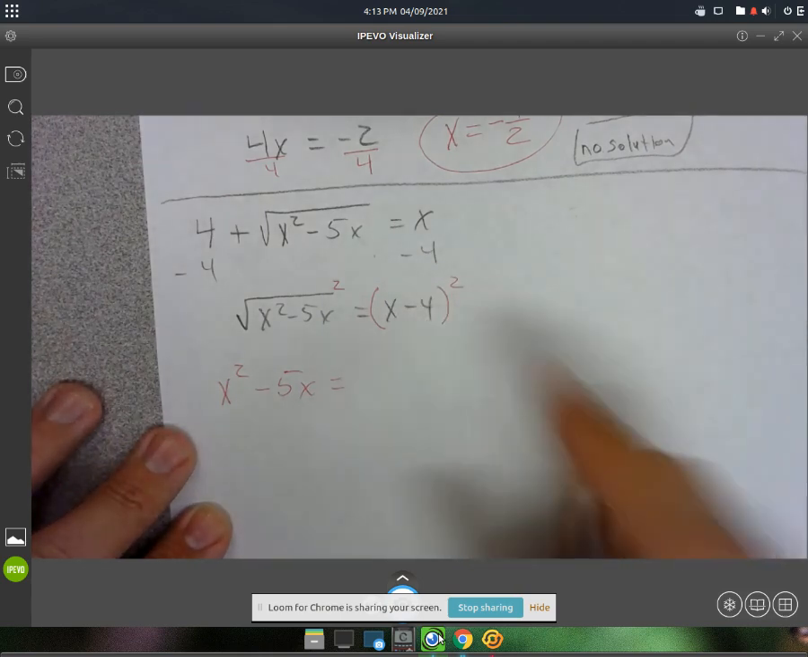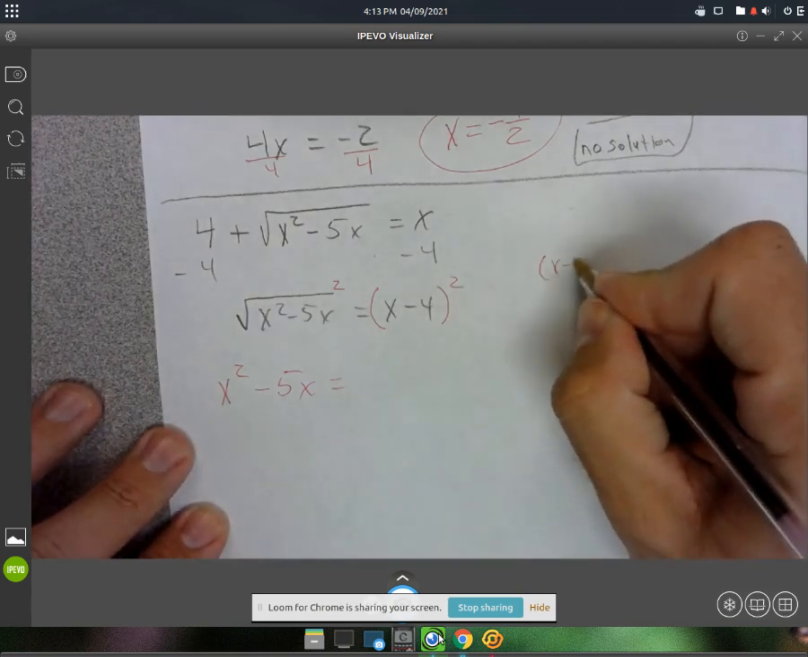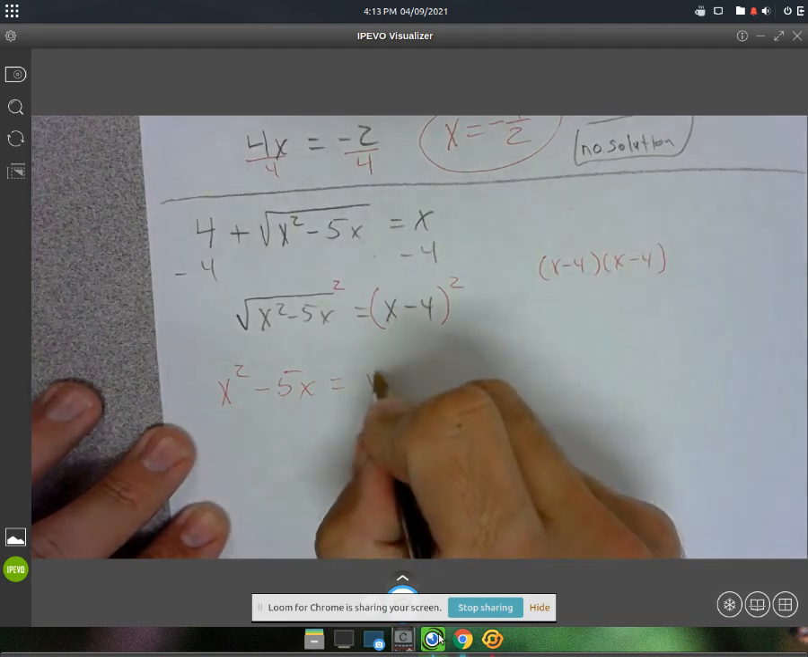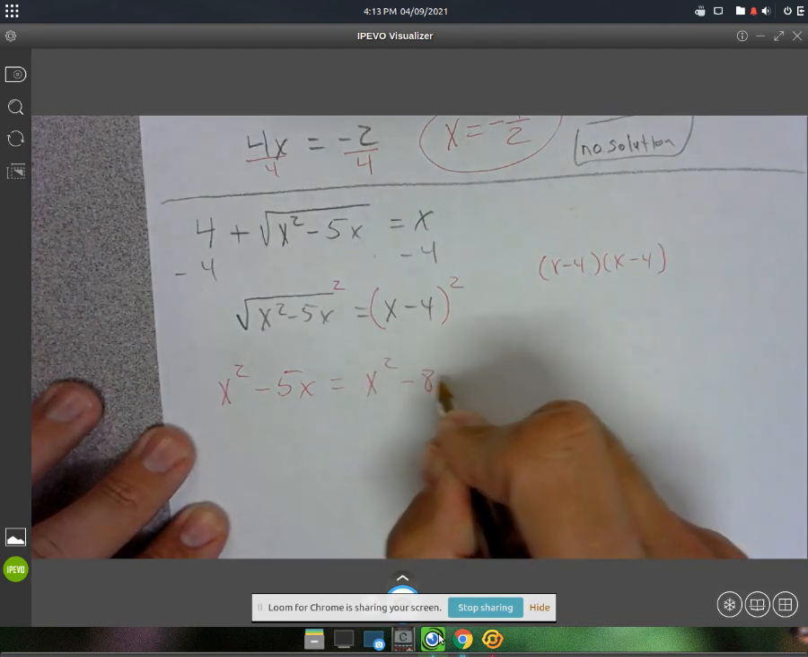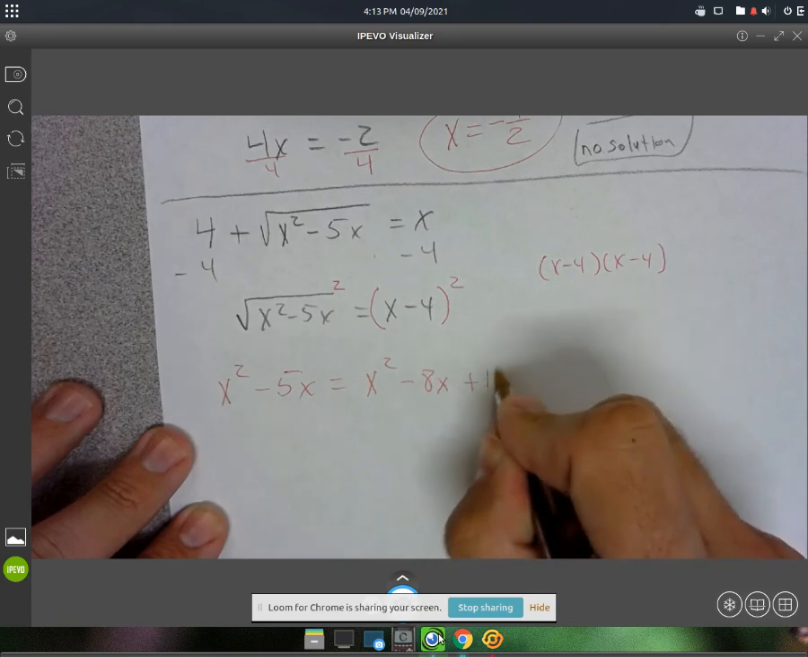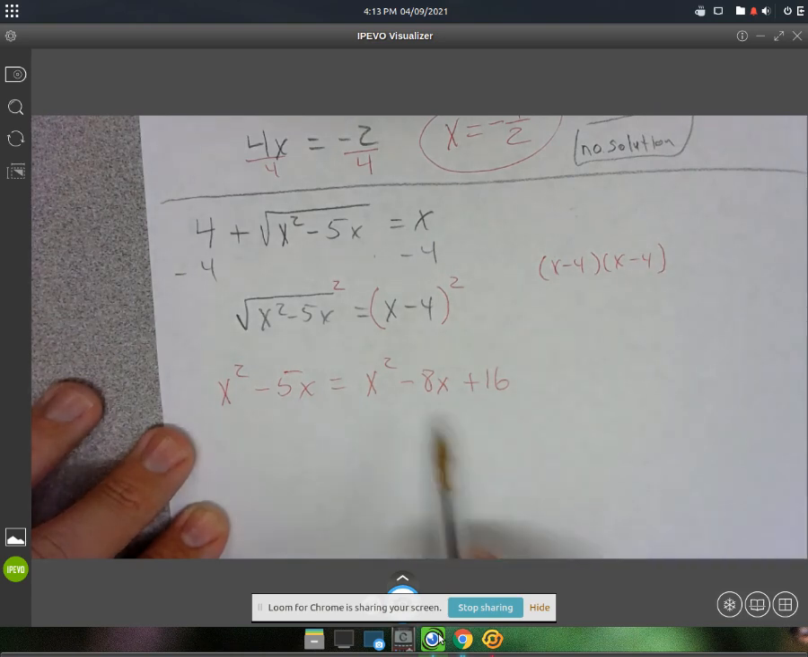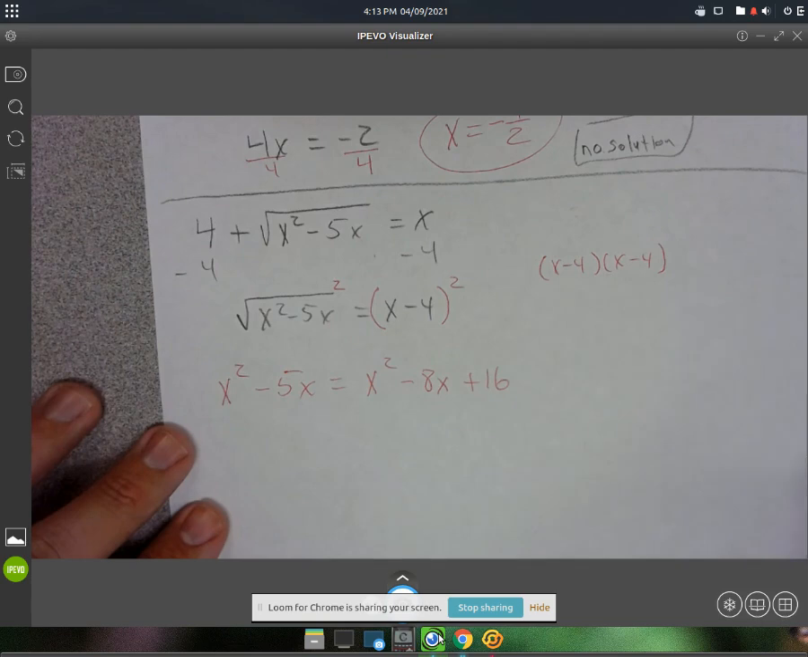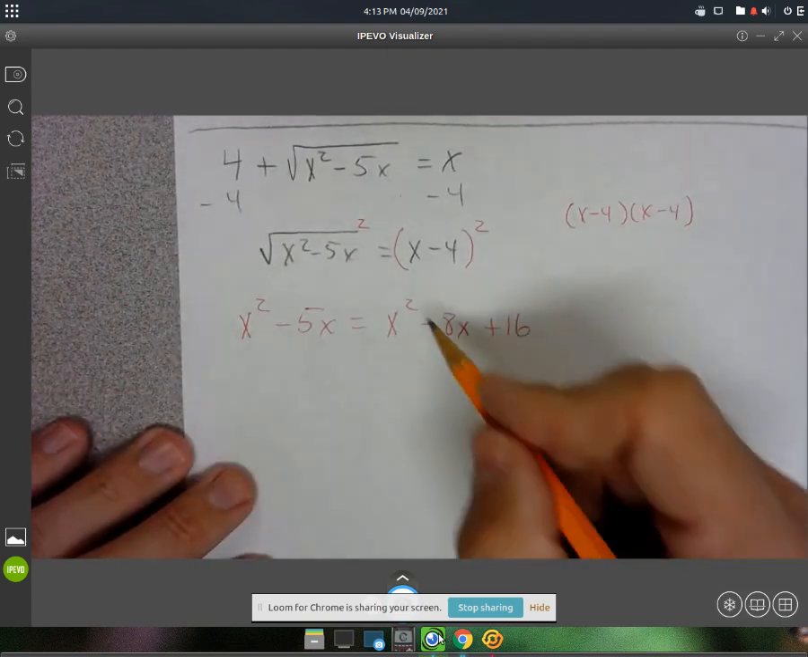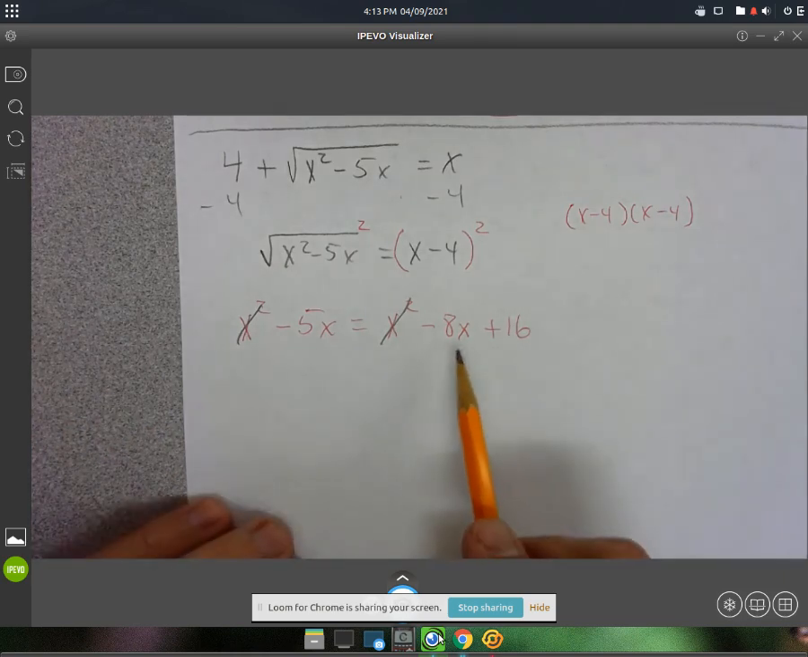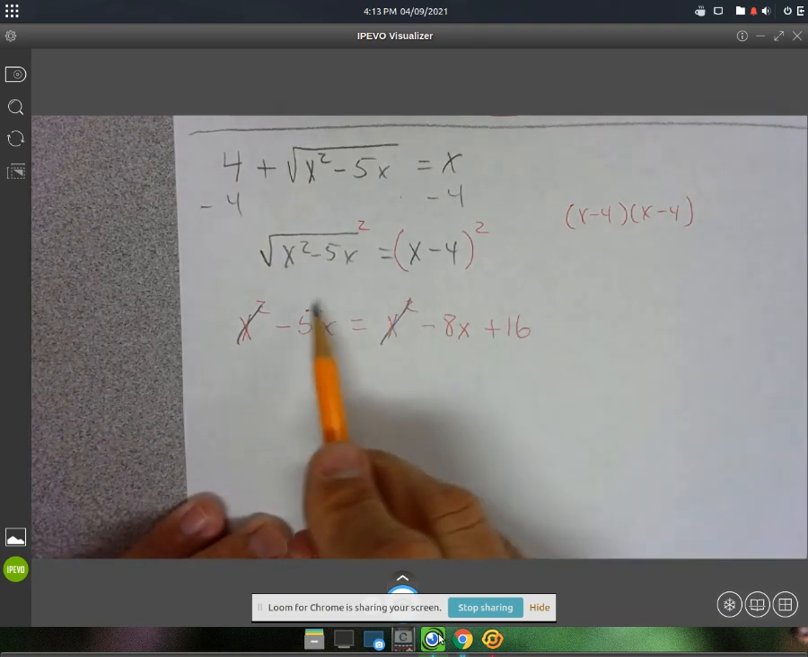For this one, what you're going to do is x minus 4 times another x minus 4. This is going to be x squared. I'm going to go ahead and save a step and do the double distributive property over there. This is what you're going to come out with because you've got two 4x's. X squared can cancel with an x squared. Let's go ahead and move the negative 8x to the left side.